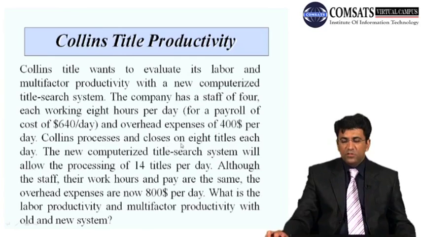Collins processes and closes on 8 titles each day. It means 8 titles is your output for the old system, and with the new system he is able to produce 14 titles per day. And with the new system, its overhead expenses will increase up to $800 per day. So these are the most important information. We'll have to put it into the productivity formula.